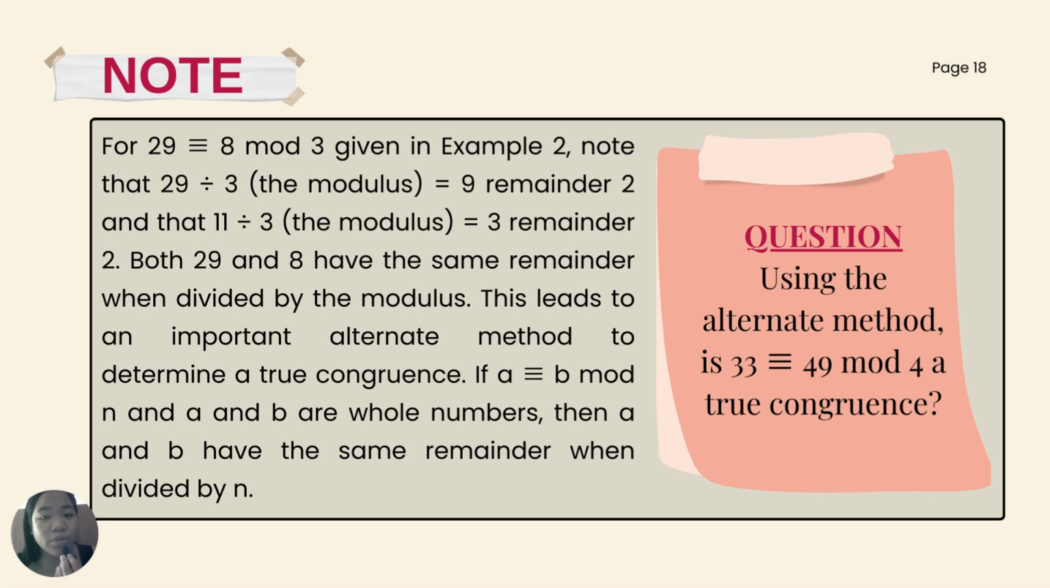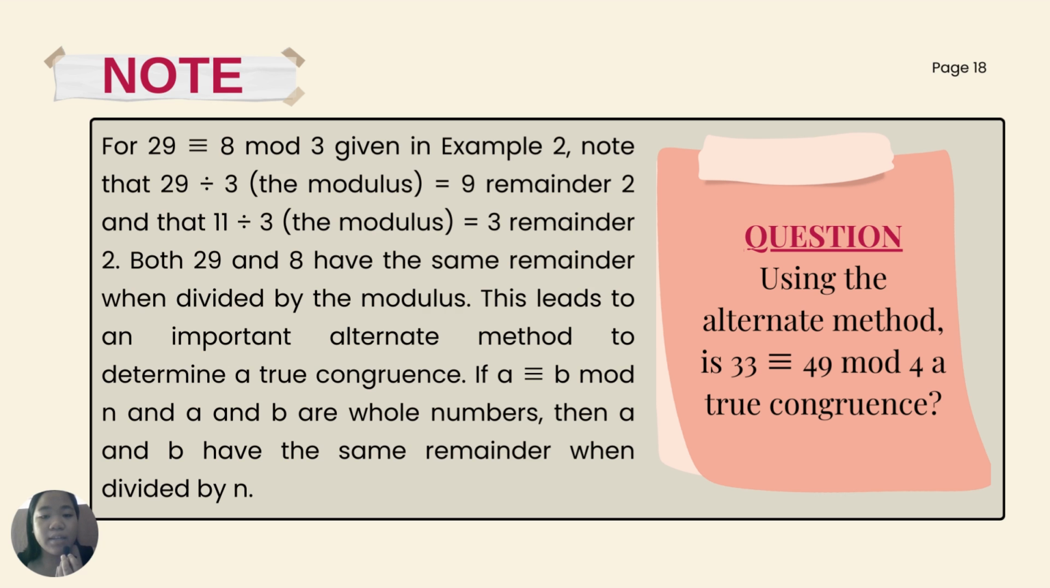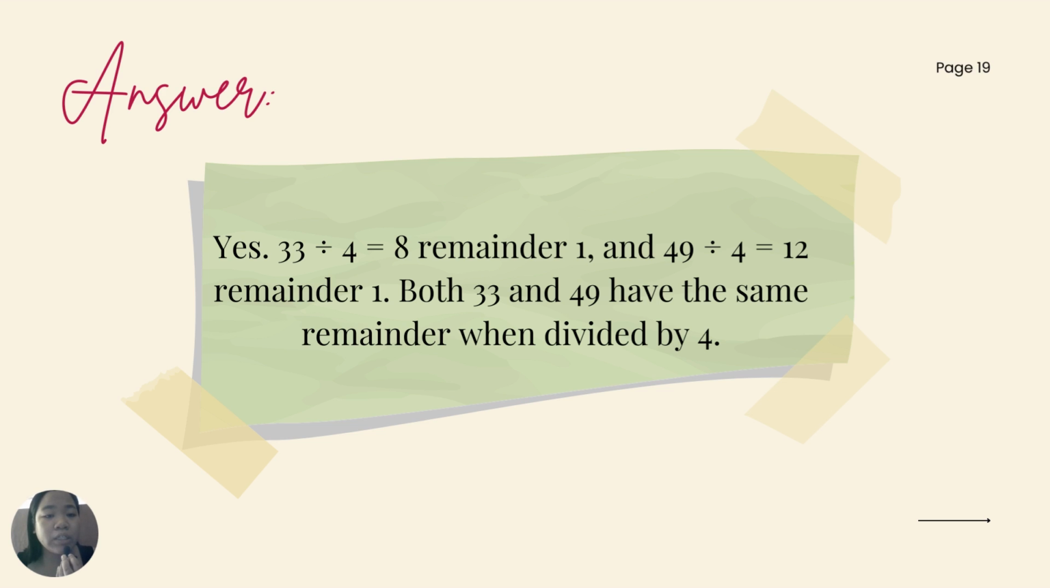Is 33 congruent to 49 mod 4 a true congruence? Yes. Why? Because 33 divided by 4 is 8, and the remainder is 1. And then 49 divided by 4 is 12, remainder also 1. So both 33 and 49 have the same remainder, which is 1, when we divide them by 4. So meaning it is a true congruence. Understand? Okay, very good. So far, so good.